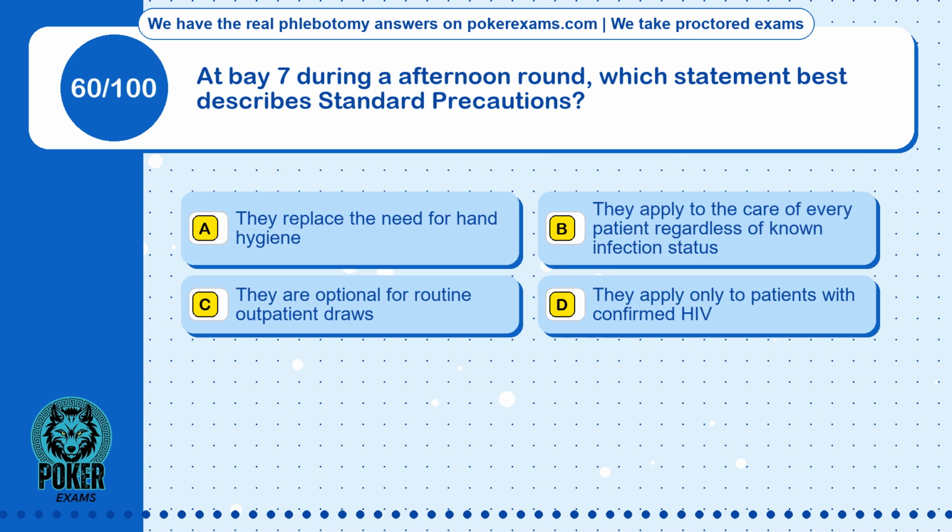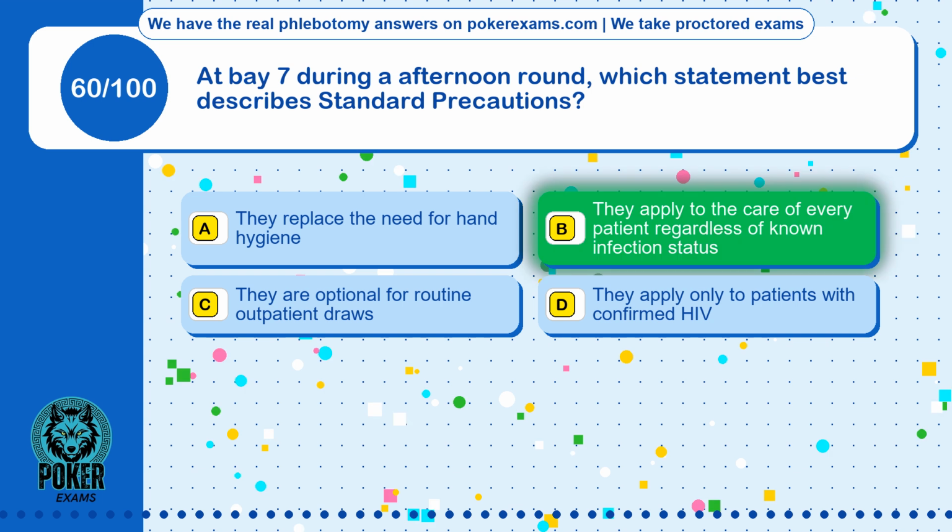Question 60. At Bay 7 during an afternoon round, which statement best describes standard precautions? Option A. They replace the need for hand hygiene. Option B. They apply to the care of every patient regardless of known infection status. Option C. They are optional for routine outpatient draws. Option D. They apply only to patients with confirmed HIV.